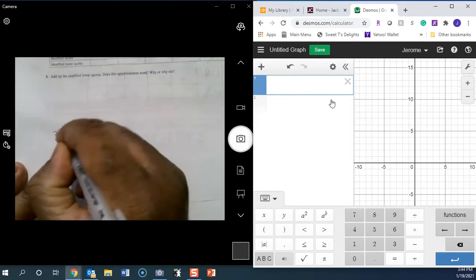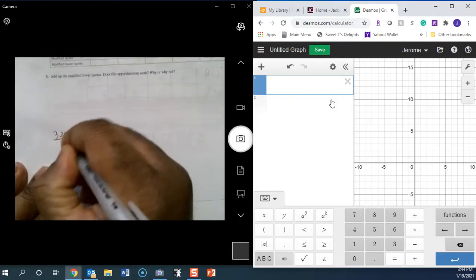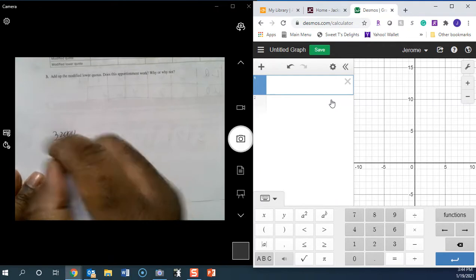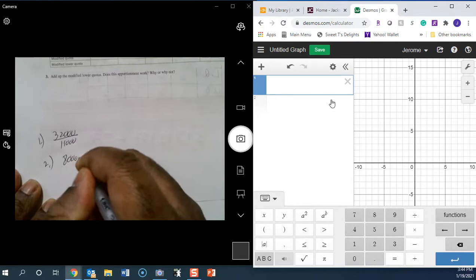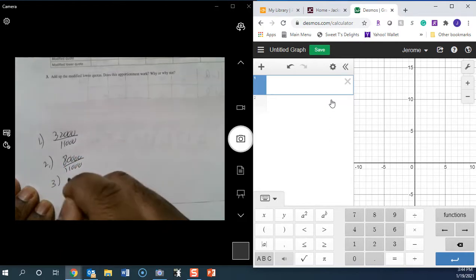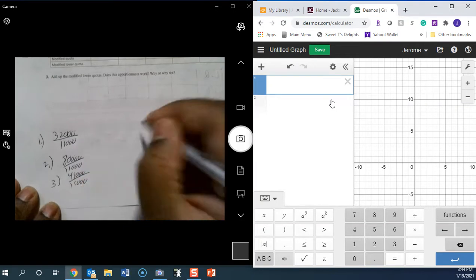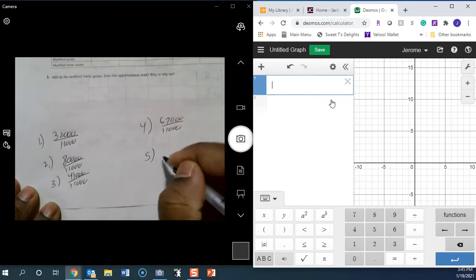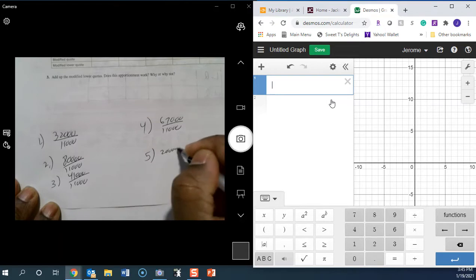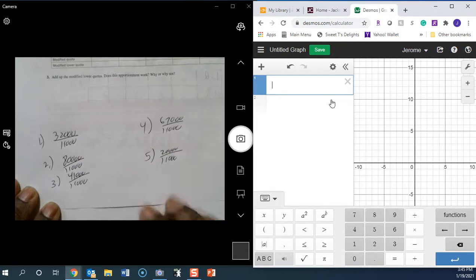You have 32,000 divided by 11,000. That'll be District 1. District 2 will be 80,000 divided by 11,000. District 3, 41,000 divided by 11,000. District 4, 67,000 divided by 11,000. And District 5, 20,000 divided by 11,000.